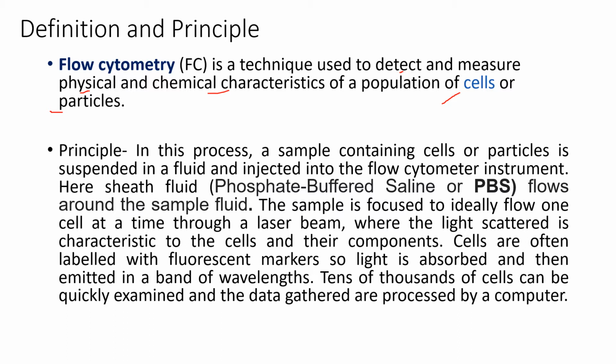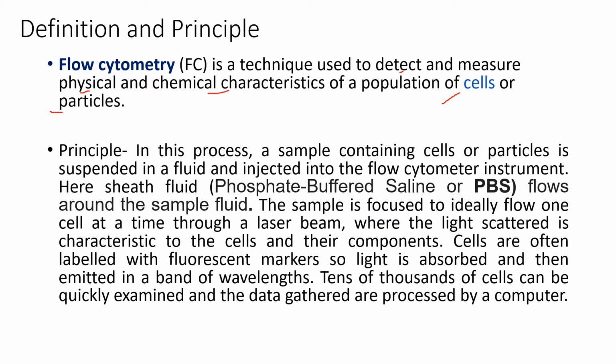In leukemia typing or leukemia diagnosis, there are cells present with different maturation stages. So we have to detect which maturation stage of cancer is there. So specific monoclonal antibodies are used that bind with the specific antigen of that maturation stage. So it can detect the chemical characteristic of the population.